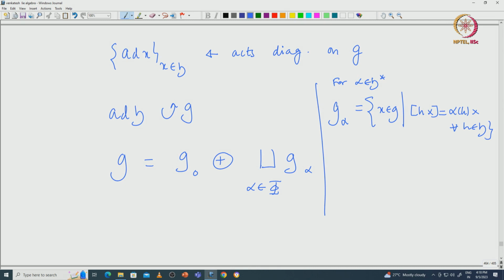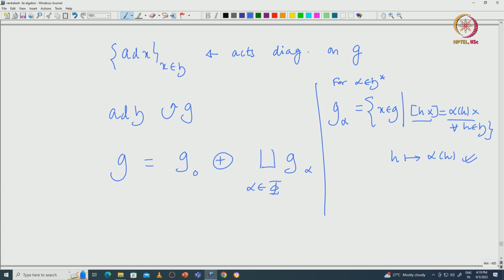For each functional alpha in H star, we define this simultaneous eigenspace, which we call G alpha, which is those x in G such that when you act H on x, that is given by the scalar alpha of H times x. It is an easy exercise to see that this H going to alpha of H is indeed a functional on H, so it must define an element of H star. That is some elementary exercise, I will leave it to you to check.